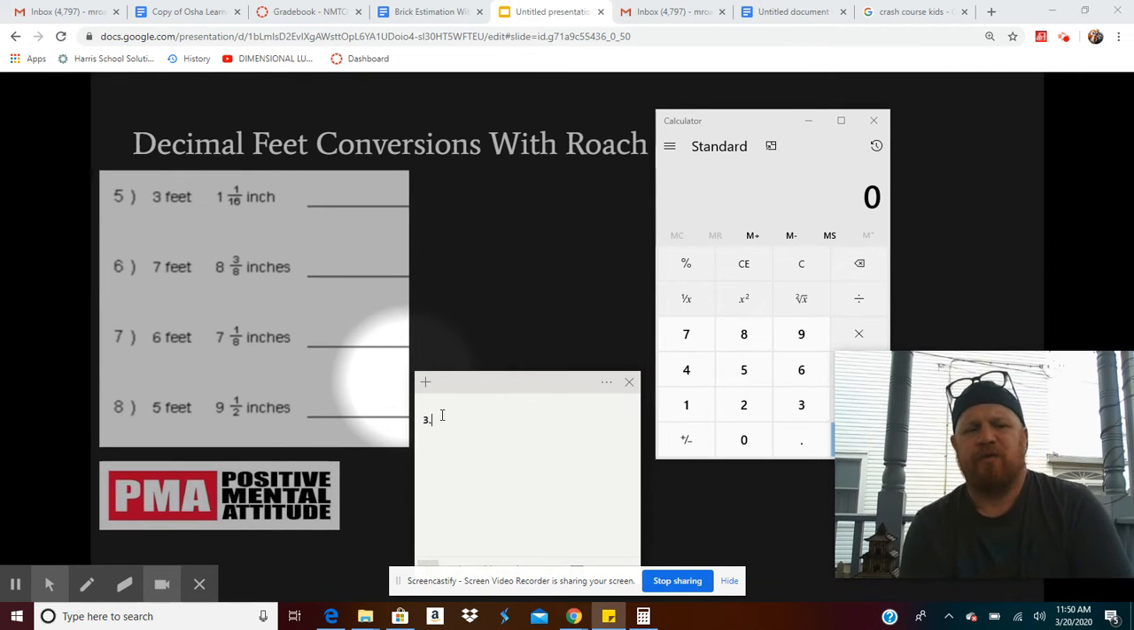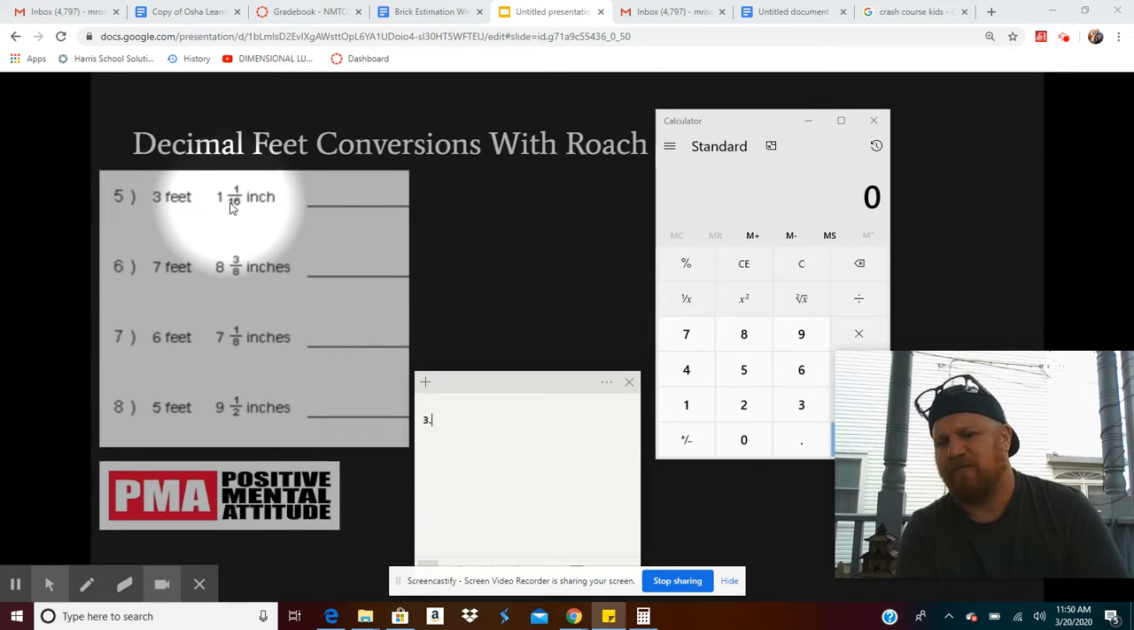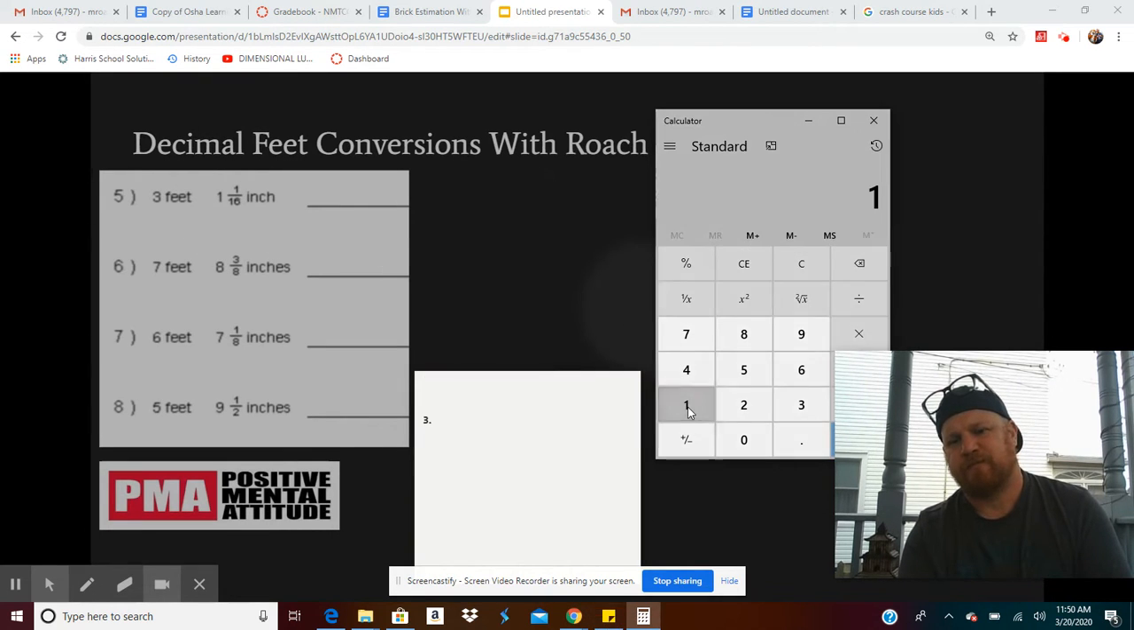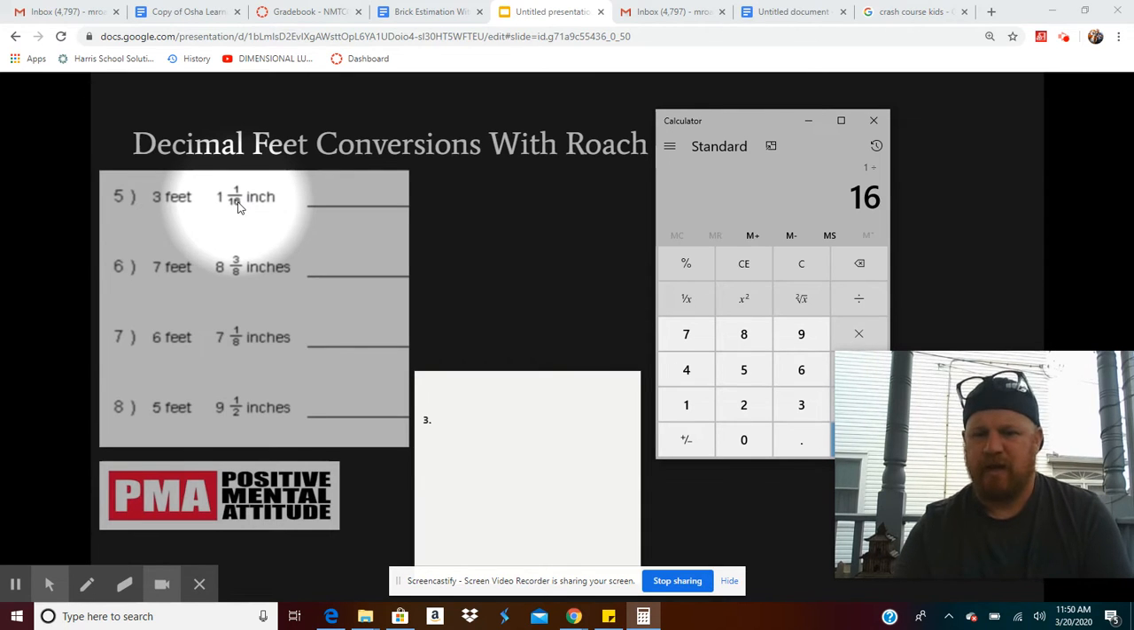All right. So what we're going to do is take this number now and turn that into decimal feet, so that the whole measurement's in decimal feet. It's very simple. We're going to work in a clockwise motion around this number, starting with the top of the fraction. We're going to take 1 and divide it by 16, which is our denominator. We're going to hit enter.